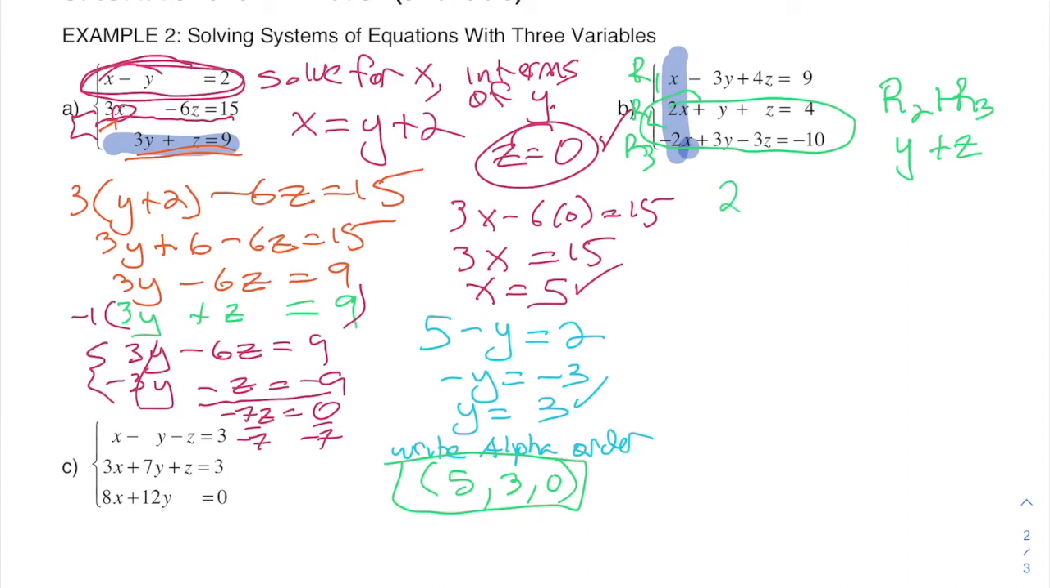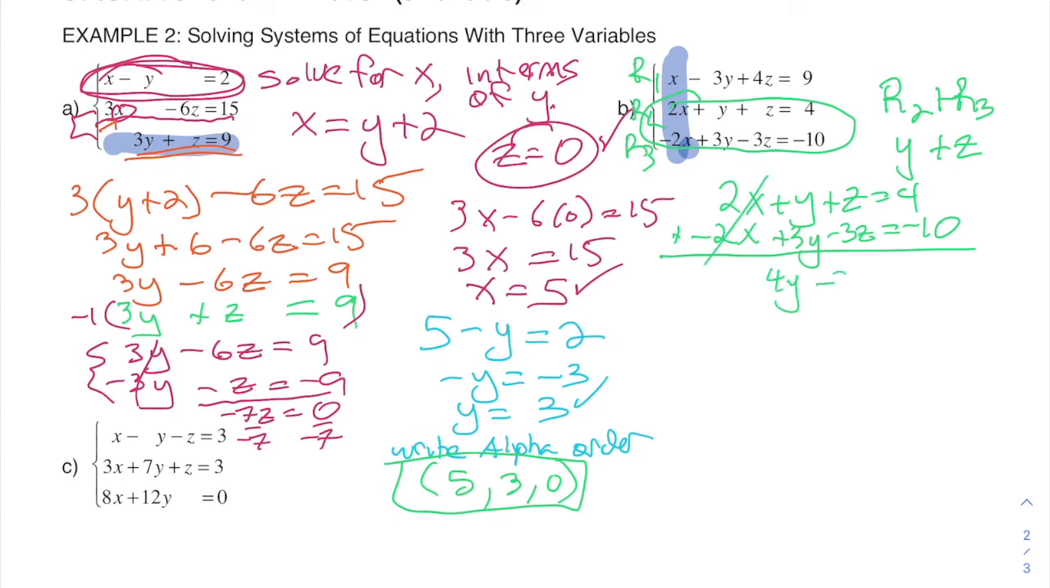So let's see. 2x plus y plus z is equal to 4. Negative 2x plus 3y minus 3z is equal to negative 10. So if I add these together, this is eliminated. I have 4y minus 2z is equal to negative 6. Okay, save this for later. We're going to work off to the side with that.